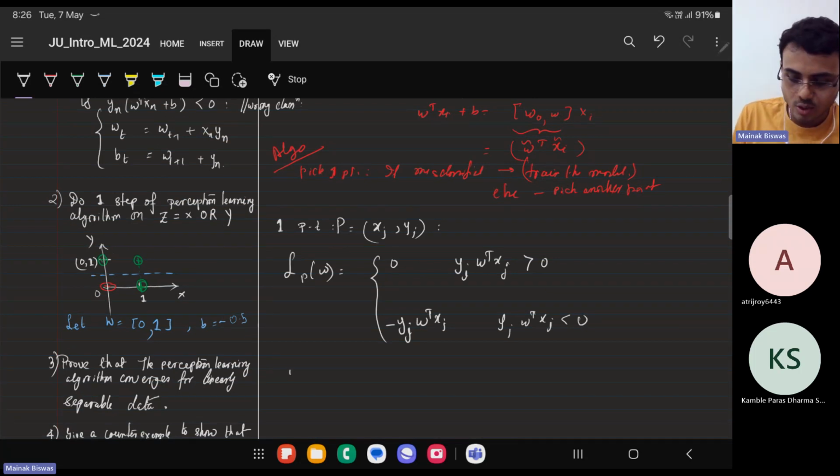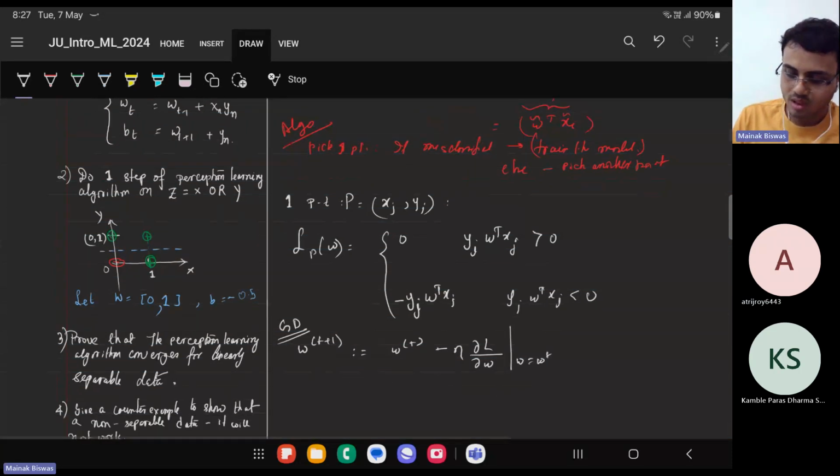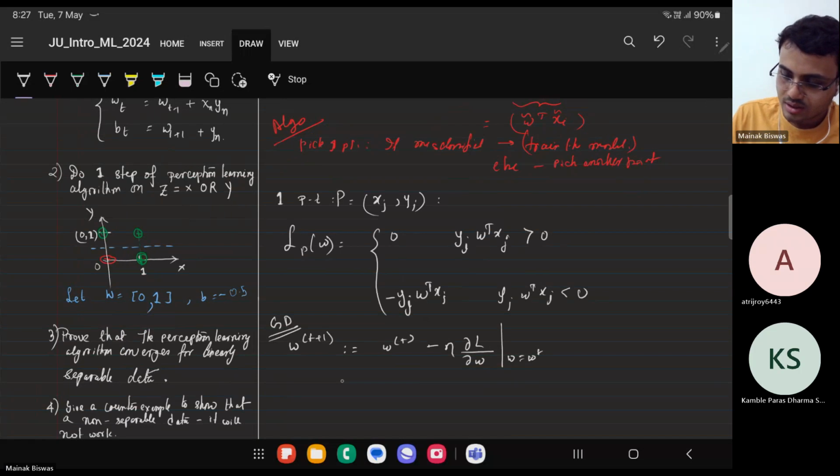So now, how do you learn? I have taught you gradient descent, right? I'll put t plus 1 on the left. So this is the gradient descent step. What will I do? Minus eta times dl dwt. Yes or no? Do you agree? Tell me then, what is the value of dl dwt?